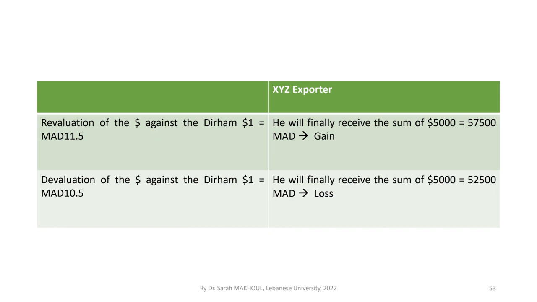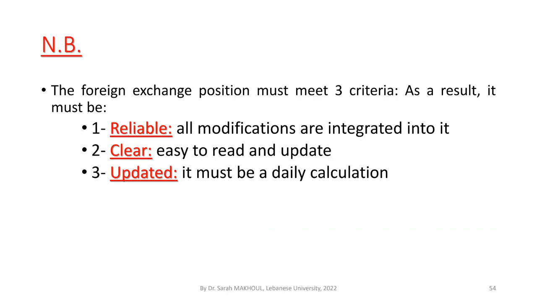But in case of devaluation of the dollar against the dirham, when $1 equals 10.5 Maghrebian dirham, she will receive 52,500 Maghrebian dirham, which will cost her a loss in this case of devaluation of the dollar against the dirham, in case she is an exporter of sunflower oil to the US-American partner.